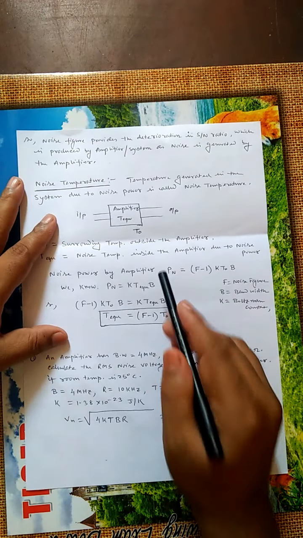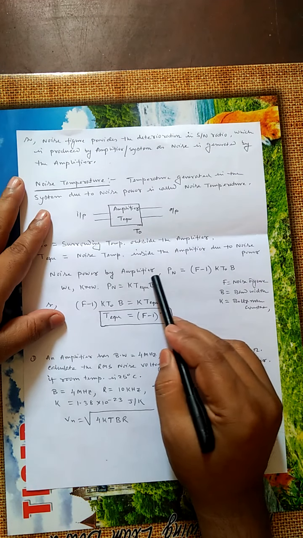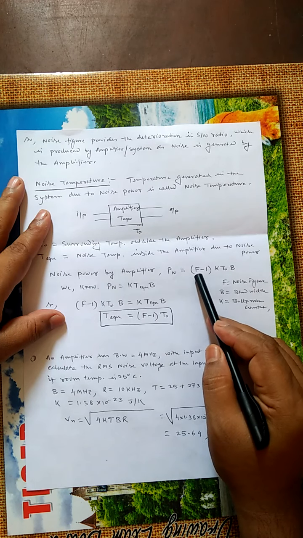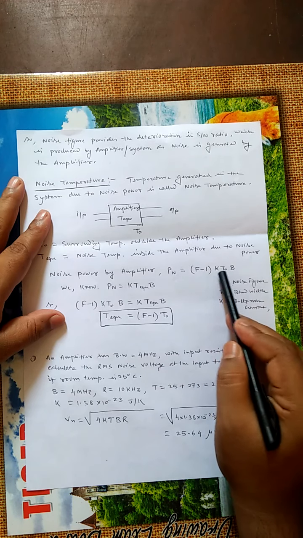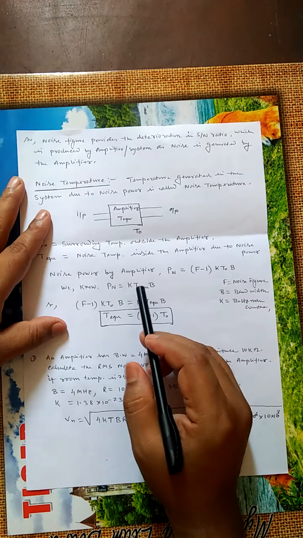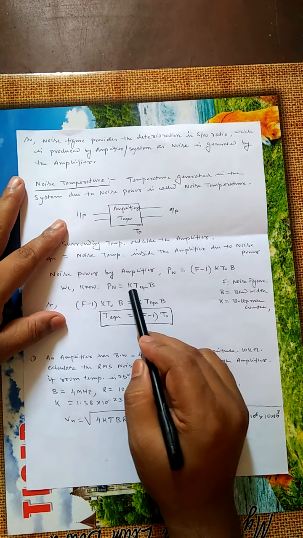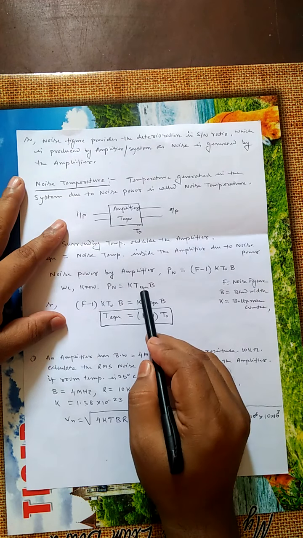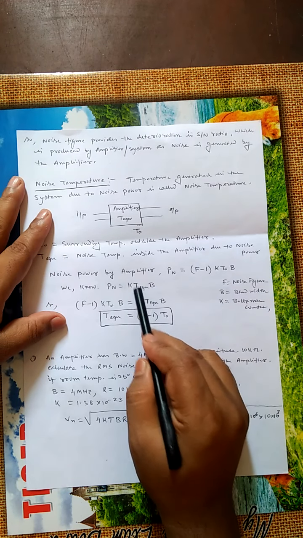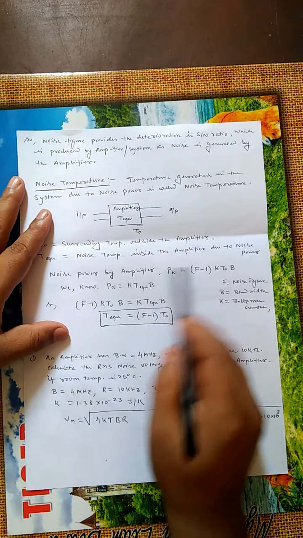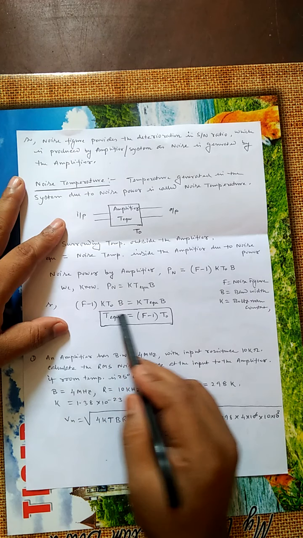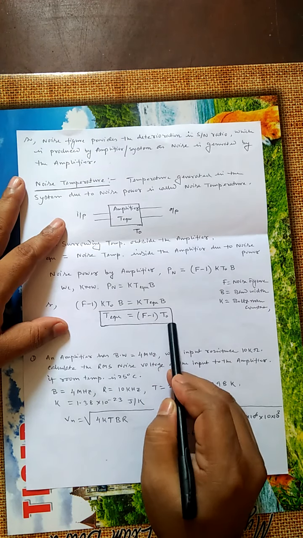The noise power of the amplifier by the noise figure formula is (F minus 1) k T0 B, and we know that the noise power inside the amplifier is k into Te into B, the noise temperature into B. If we equate these two terms, then we can write the noise temperature formula: Te equals (F minus 1) into T0. This is a very important formula.